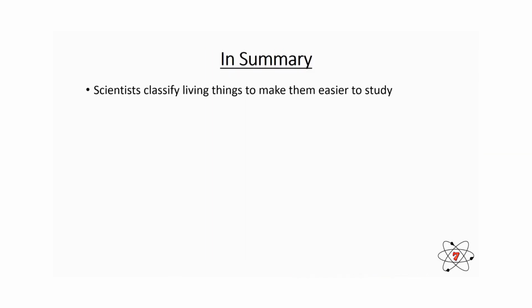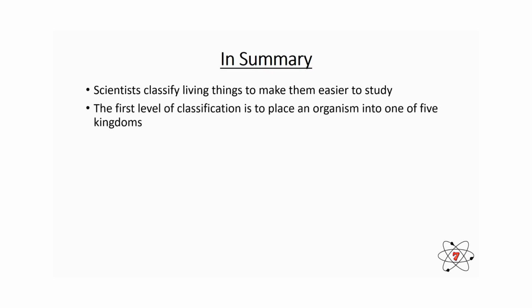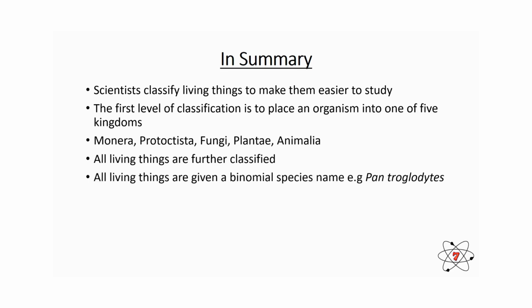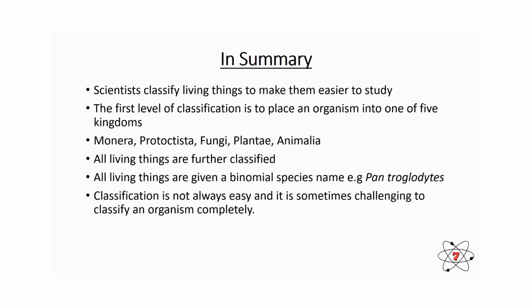So, in summary, scientists classify living things to make them easier to study. The first level of all classification is to put organisms into one of the 5 kingdoms: Monera, Protoctista, Fungi, Plantae, Animalia. We then classify all living things a little bit further. All living things are given a binomial species name. For example, Pan troglodytes, which is a chimpanzee by the way. Classification, however, is not always easy, and it's sometimes very challenging to classify an organism completely.